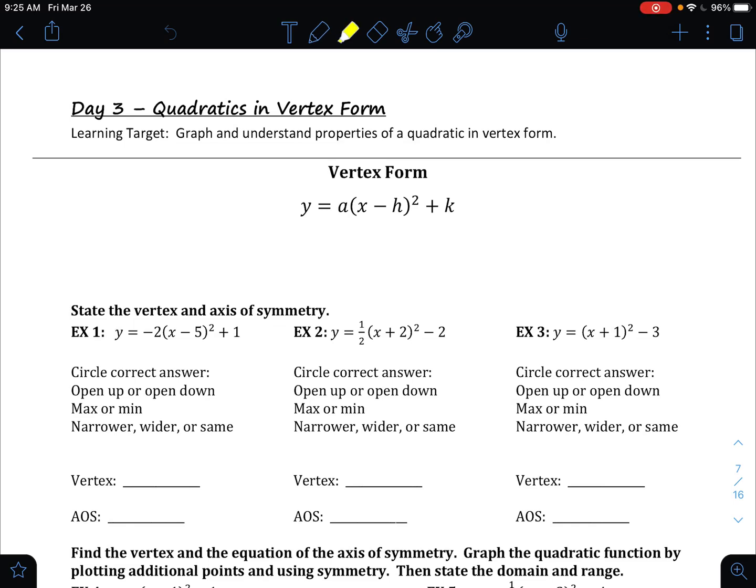In this section, we are going to look at another format of a quadratic equation. This format is called vertex form. And the reason it's called vertex form is it's extremely easy to find the vertex.